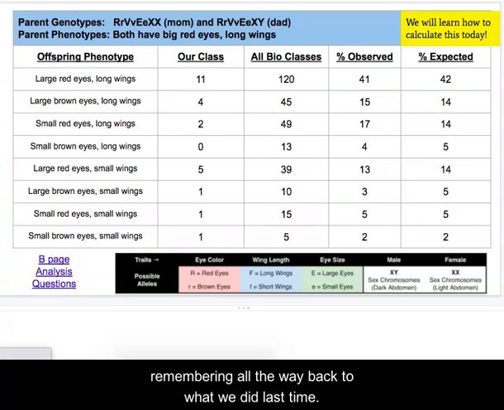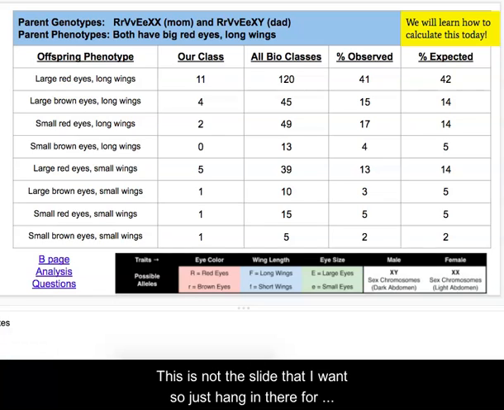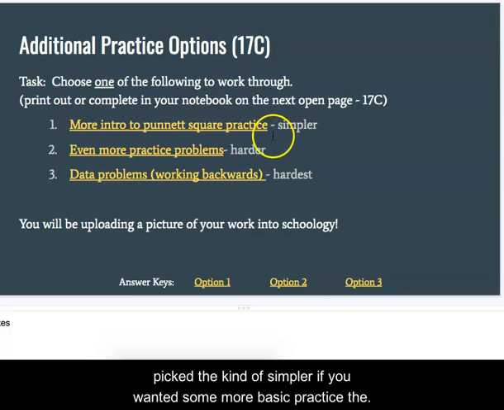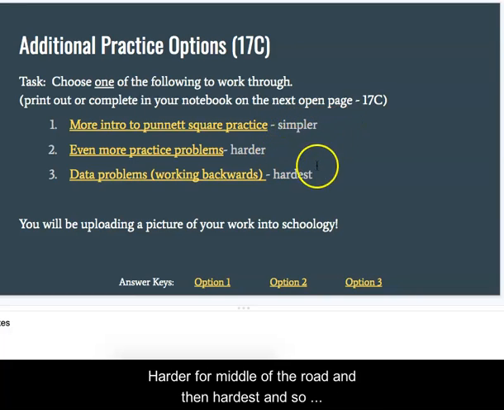Remembering all the way back to what we did last time, this is not the slide that I want, so just hang in there for one moment. You had a choice. You could have picked the simpler one if you wanted some more basic practice, the harder for middle of the road, and then the hardest.